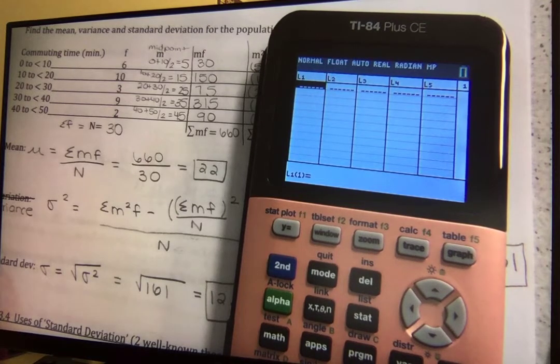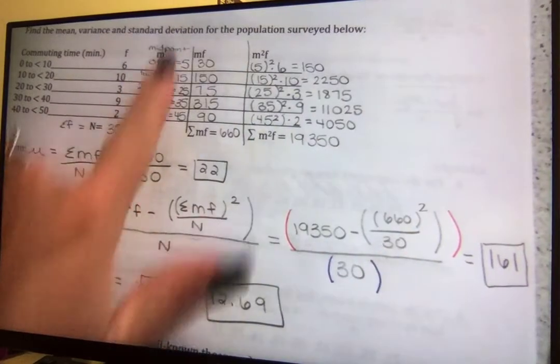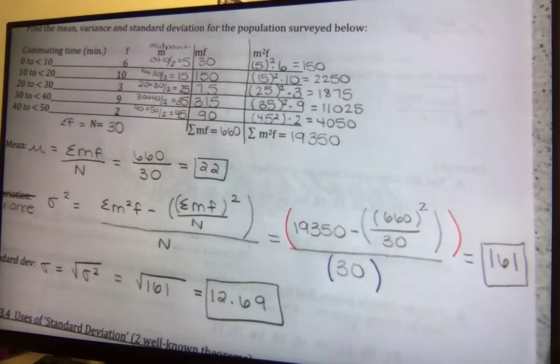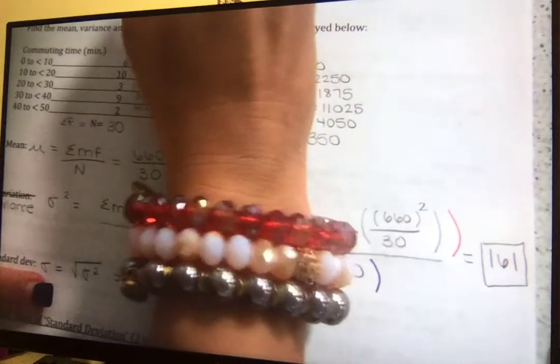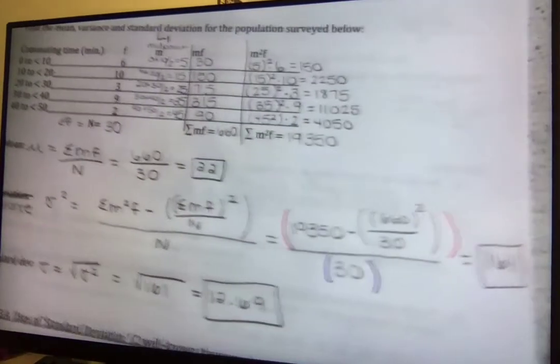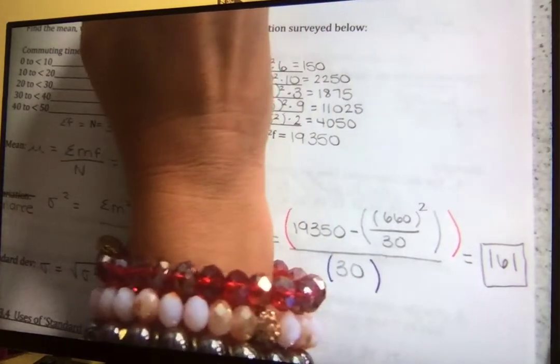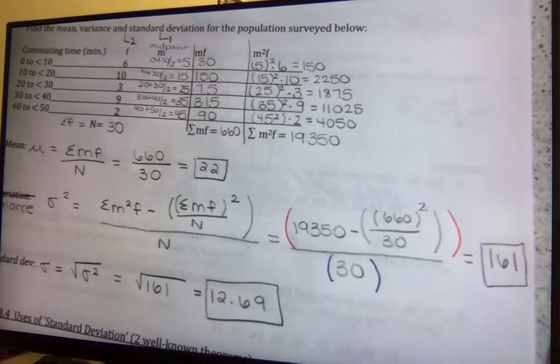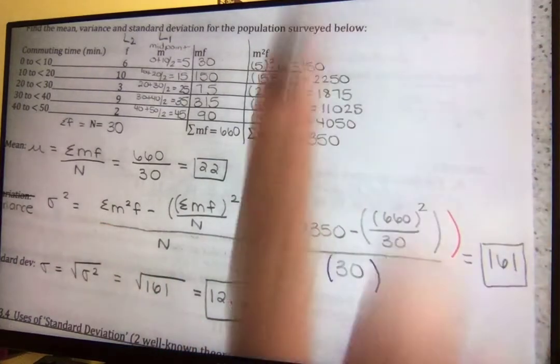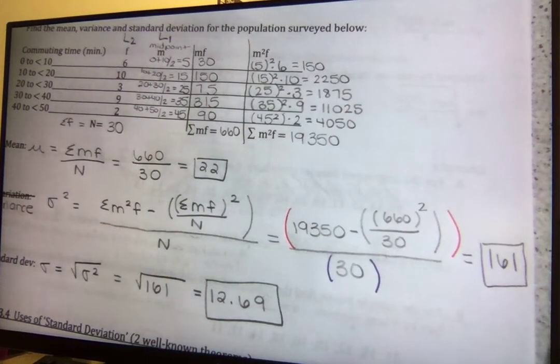So I have two columns. We dealt with two things: I dealt with the midpoint, and I dealt with the frequency. So for the midpoint, I'm going to put it in L1. I want to make sure to label it on my paper as L1 because it gets super confusing which one's which. So L1, and I'm going to put my frequency in as L2. You can do either one as long as you label it. We usually put the midpoint in L1 and the frequency in L2.